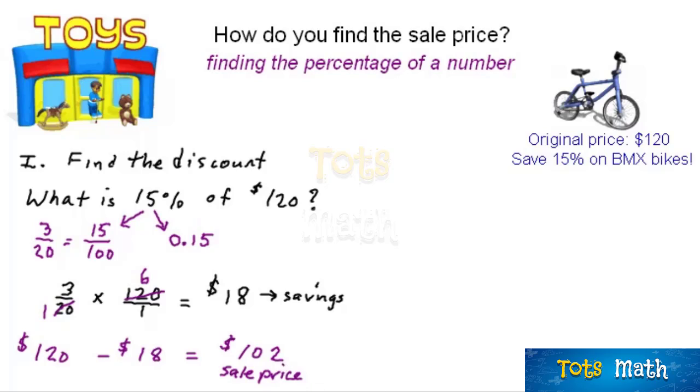So the first method had two steps. First, we find the discount or savings, and then we subtract the discount from the original price to get the sale price. Now let's look at a second method. In the second method, we find the sale price directly.